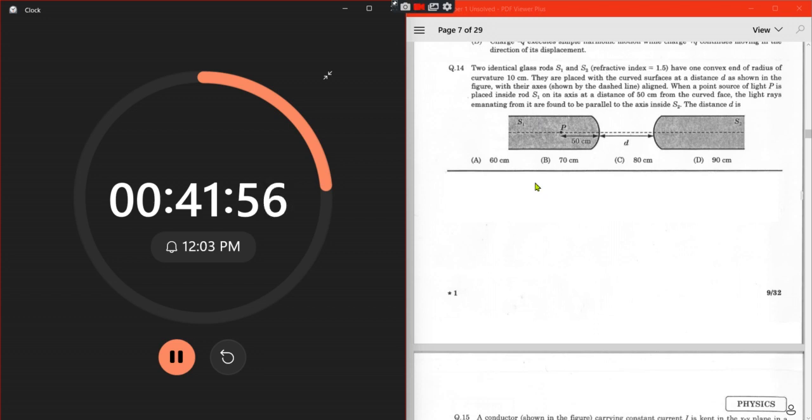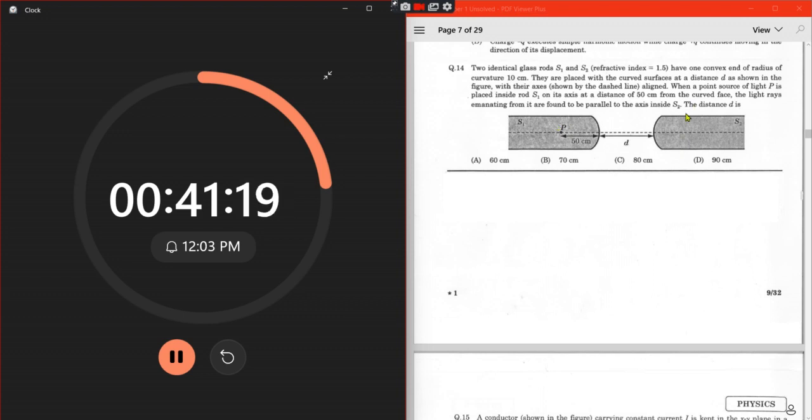Two identical glass rods have one convex end of radius of curvature 10 centimeter. Radius of curvature, capital R equal to 10 centimeter. Refractive index mu equal to 3 upon 2. They are placed with the curved surface at a distance d as shown in the figure, with their axis shown by the dashed line aligned. A point source of light P is placed inside rod S1, on its axis at distance 50 centimeter from the curved face.